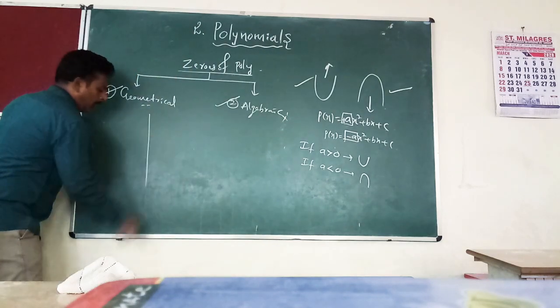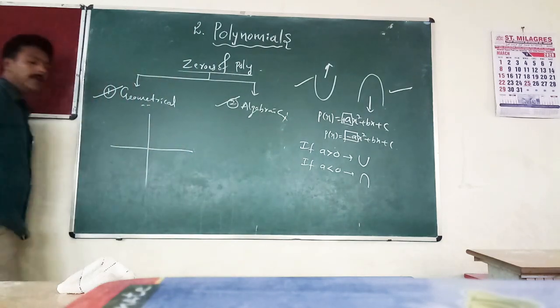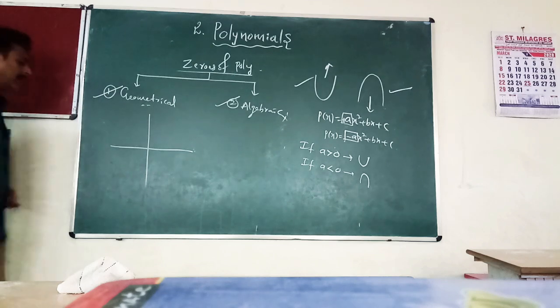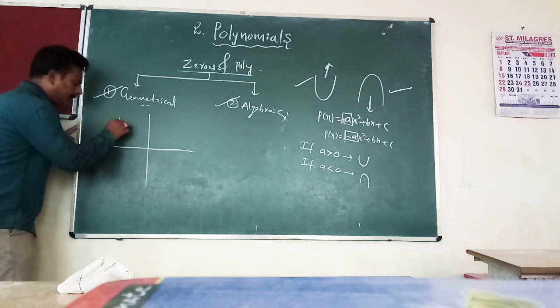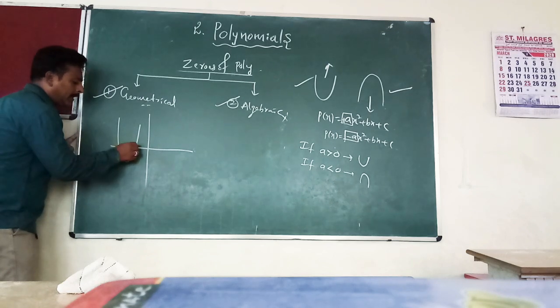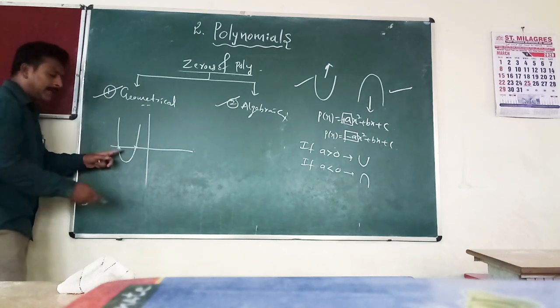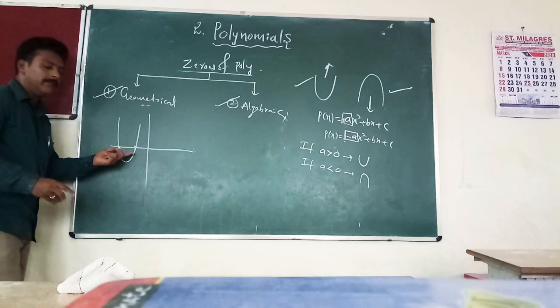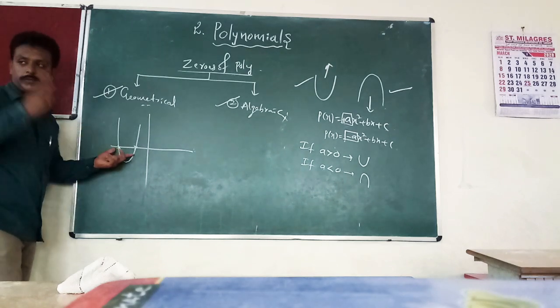For that purpose, this is our x-axis and y-axis. All of you observe here. This is parabola number 1. It is intersecting. As it is intersecting twice, this graph will give us 2 zeros.